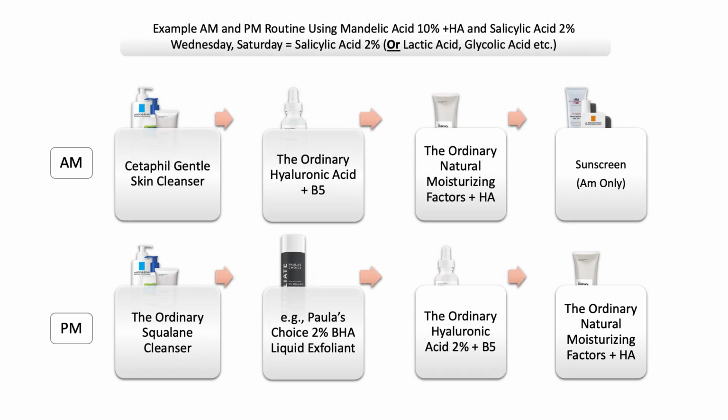And then on Wednesday and Saturday, you would use, for example, a BHA, so that you're not using them in the same routine, but still doing the same week. And then on the other days, you may just have a break and keep the routine fairly simple. So this is only one idea on how you can also alternate between multiple leave-on exfoliating acids, if that should be the case for your skin.